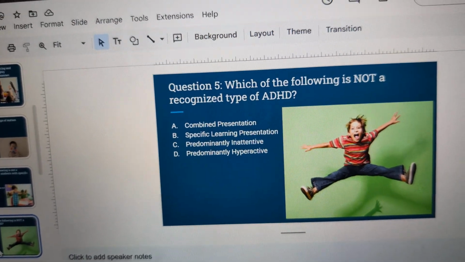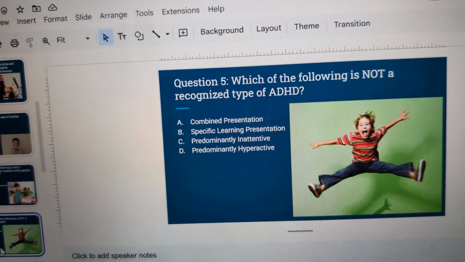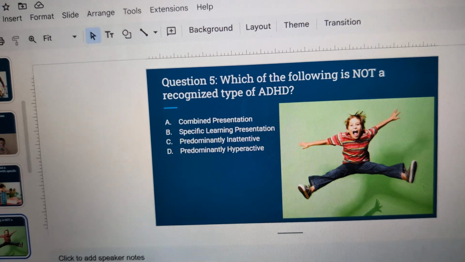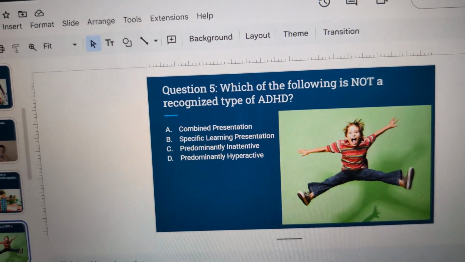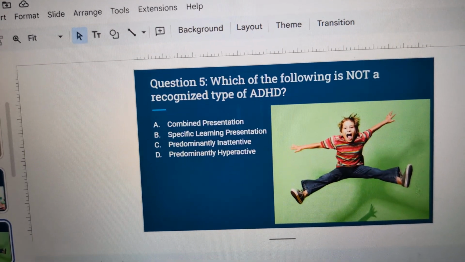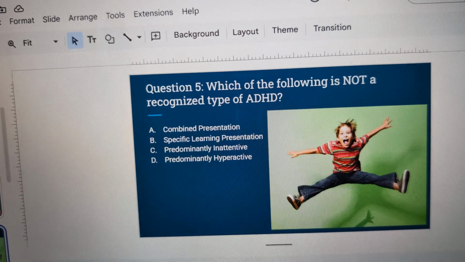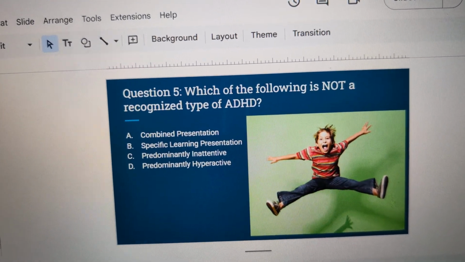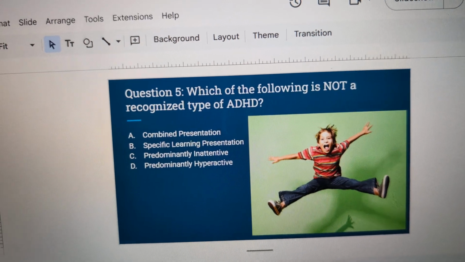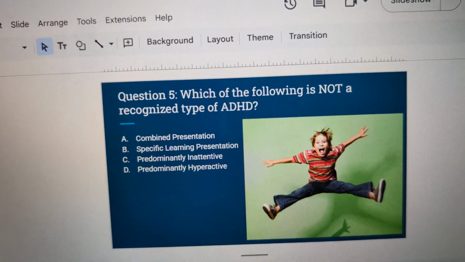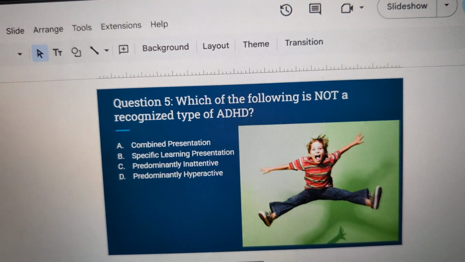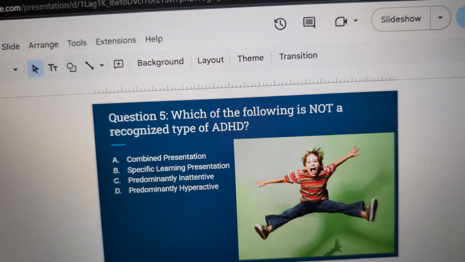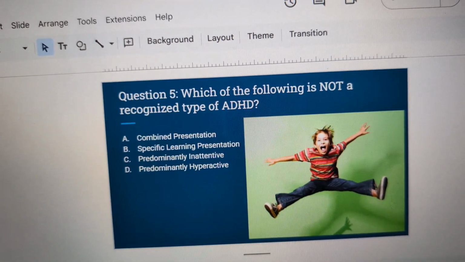Question 5 says, which of the following is not a recognized type of ADHD? A, combined presentation. B, specific learning presentation. C, predominantly inattentive. Or D, predominantly hyperactive. The answer is B, because a specific learning presentation relates more to learning disorders, not to ADHD.